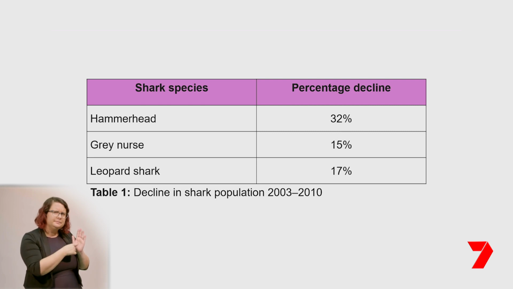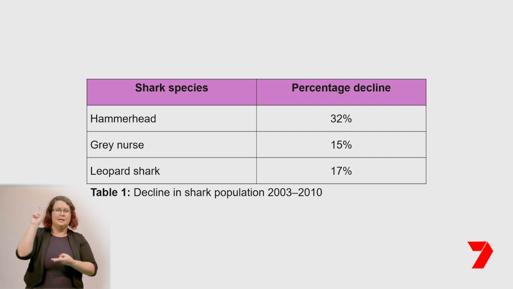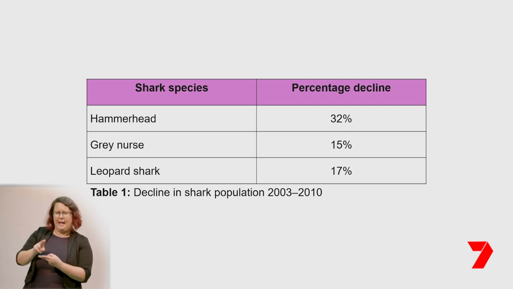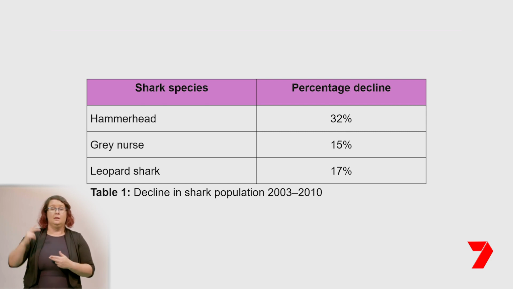To help us understand the meaning, we need to read the caption under the table. It says, Table 1, Decline in Shark Population 2003 to 2010. I know that if something declines, its amount goes down or becomes smaller. So the table is about the drop in the number of sharks in the ocean. The caption also contains a time frame, 2003 to 2010. This means the table shows how much the numbers of sharks went down between 2003 and 2010.